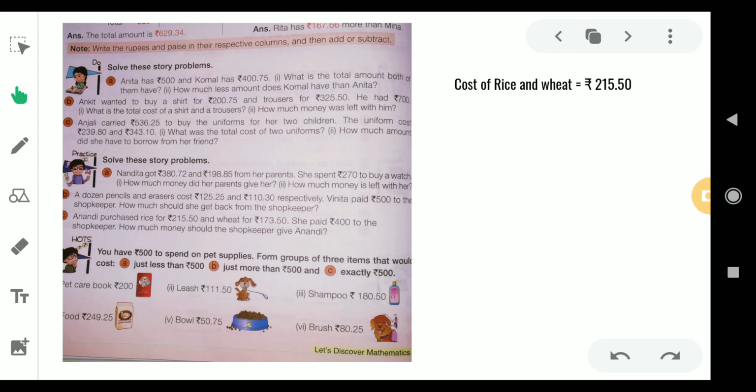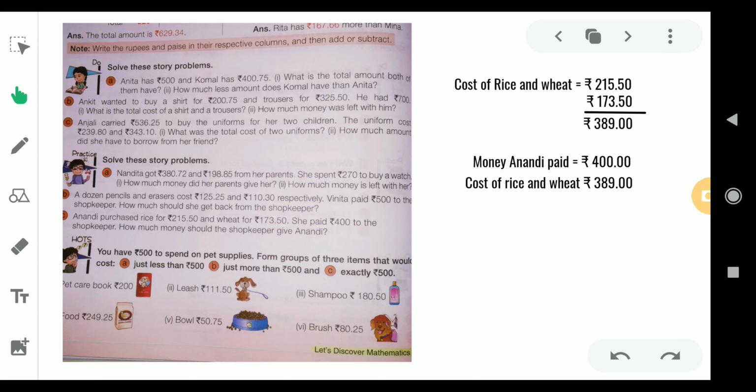First, she purchased rice at the cost of 215 rupees 50 paise, and she also purchased wheat at the cost of 173 rupees 50 paise, and the total cost of both will be 389 rupees, but she has given 400 rupees to the shopkeeper. So obviously she has to get some money from the shopkeeper. The money Anandi paid is 400 rupees, but the cost of both rice and wheat is 389 only. So obviously she will get 11 rupees from the shopkeeper. So this is how you can solve these story problems.